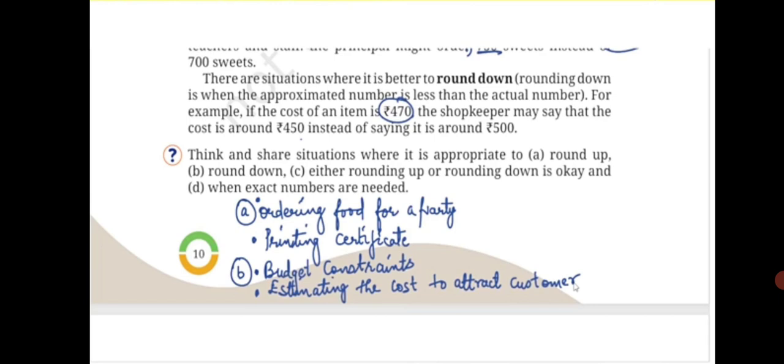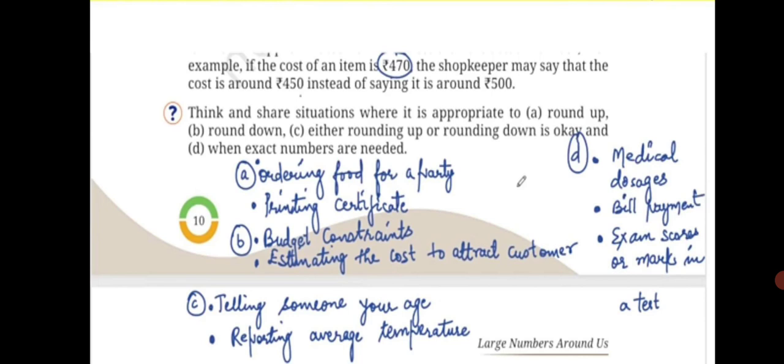Now the fourth one is when exact numbers are needed. Tell me some situations where exact values are needed, like medical doses. For example, if the doctor says you have to take this much dose, here you need to take the exact dose of the medicine. Like bill payment, we pay the exact amount of the bill. And your scores in an exam are also an example where exact numbers are needed. I have written all the examples of these situations over there, you can see them.